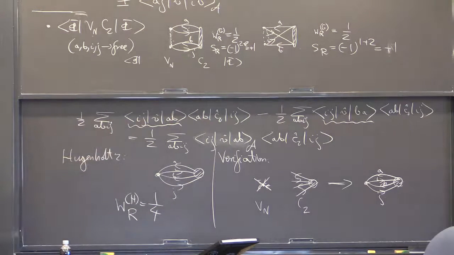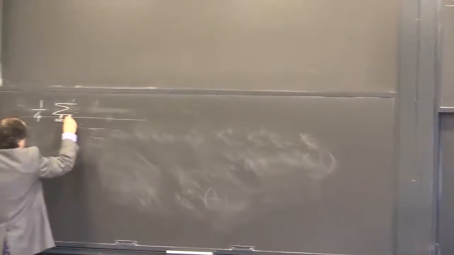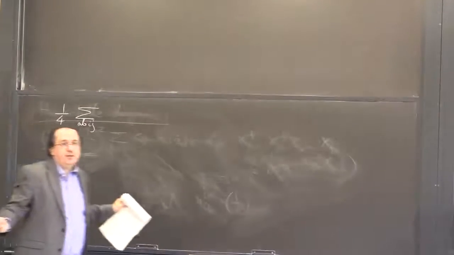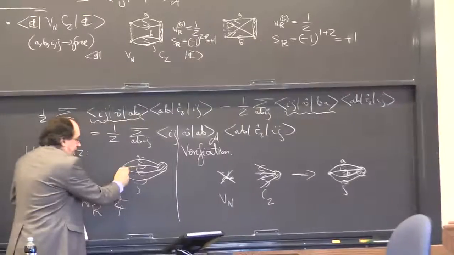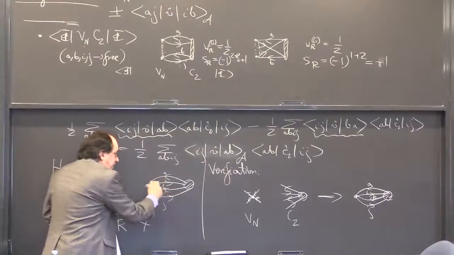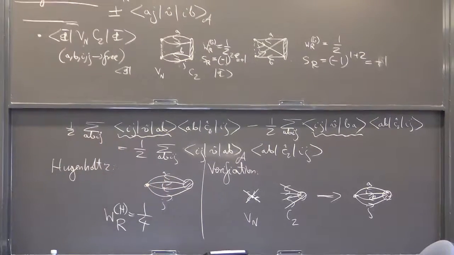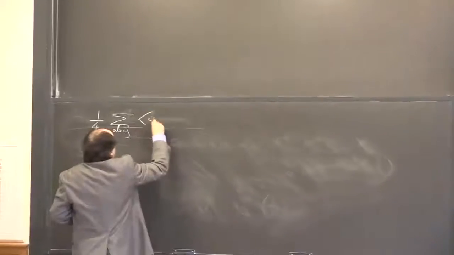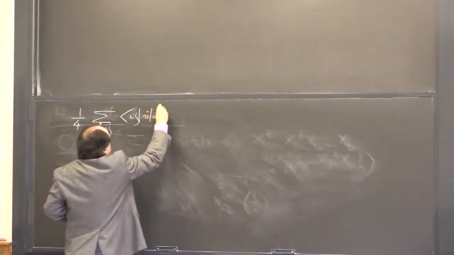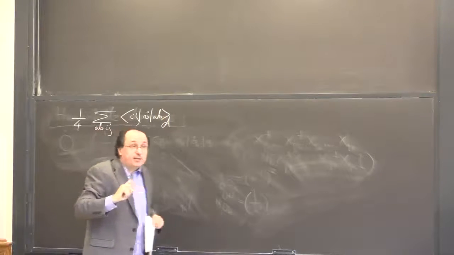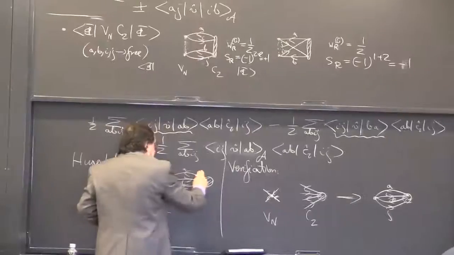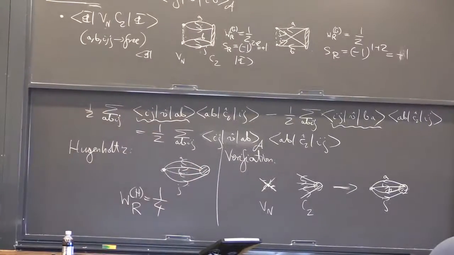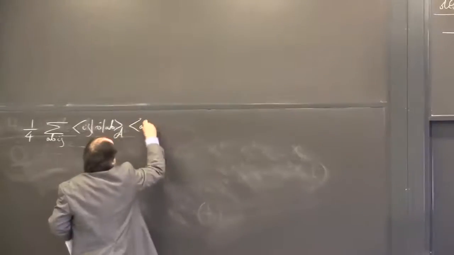I'll start writing it. It's 1/4. Then I have a summation over A, B, I, J. And now I have to read matrix elements. Well, let's read them in one particular way. Here I have I, J outgoing, A, B incoming. So I end up with I, J, V, A, B, but it's anti-symmetrized because that's a Hugenholtz vertex. And then C2 is also a Hugenholtz vertex. So you have A, B, I, J anti-symmetrized.